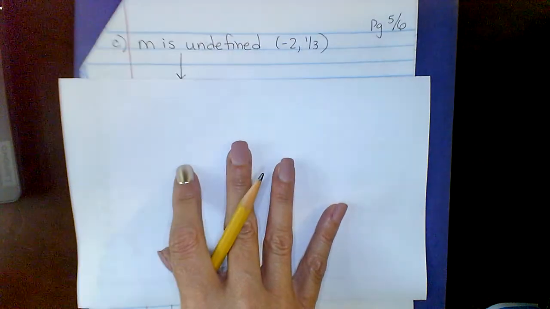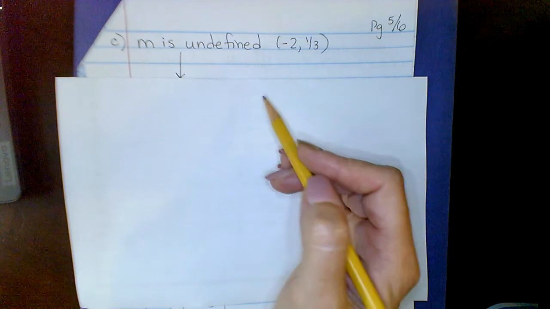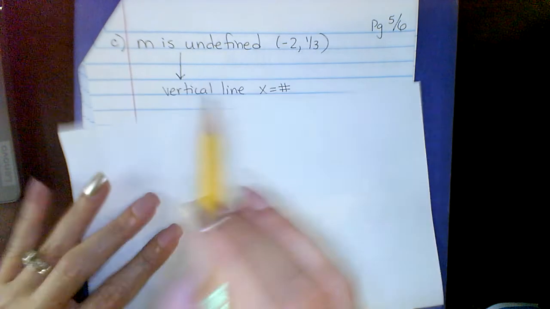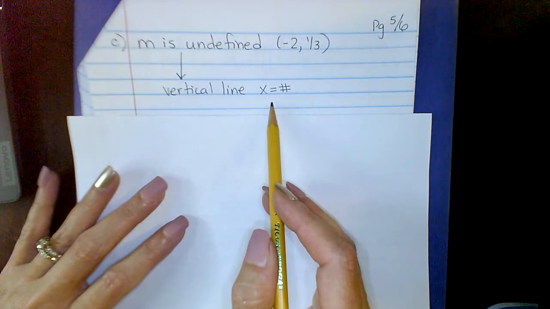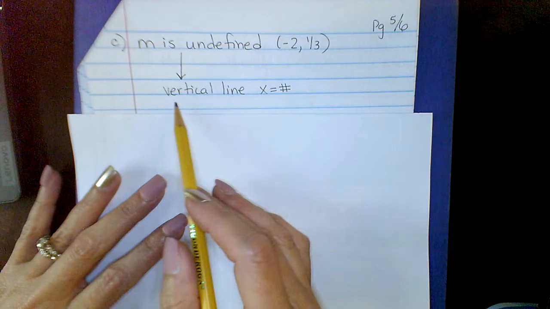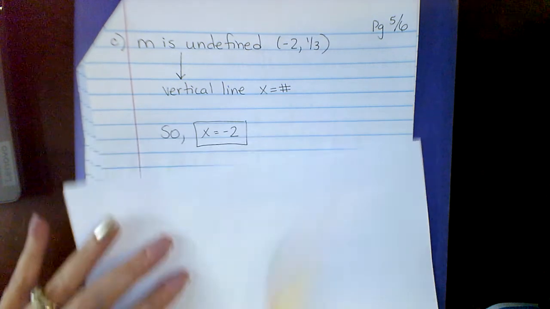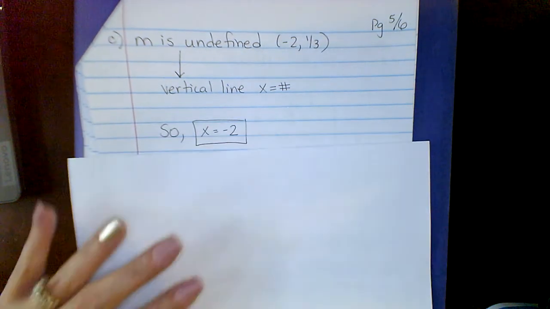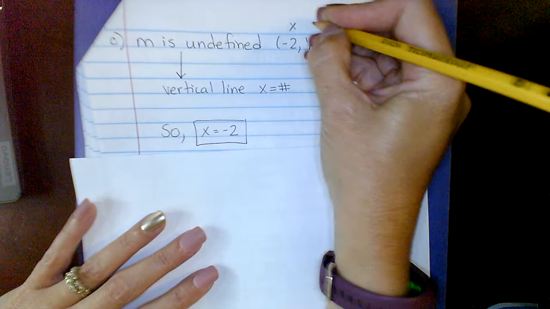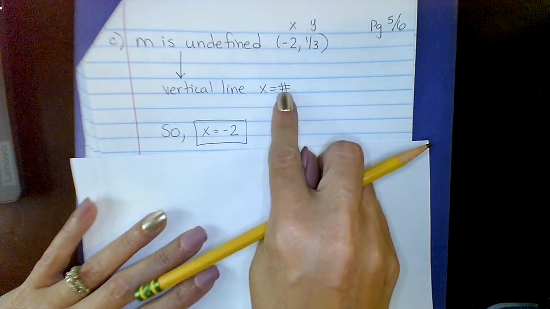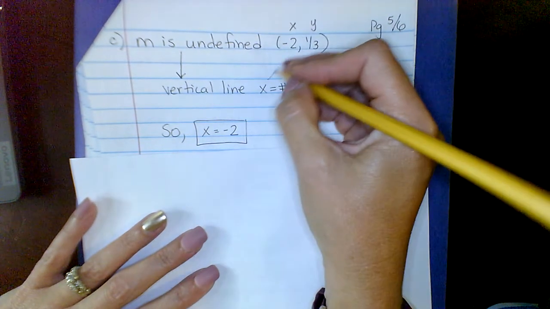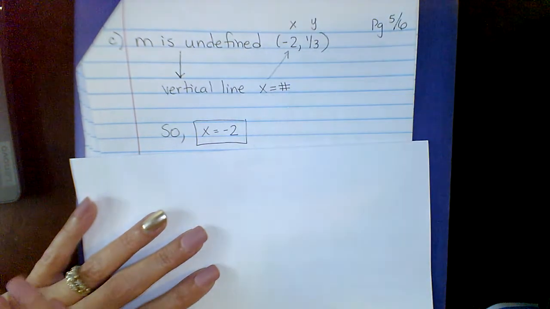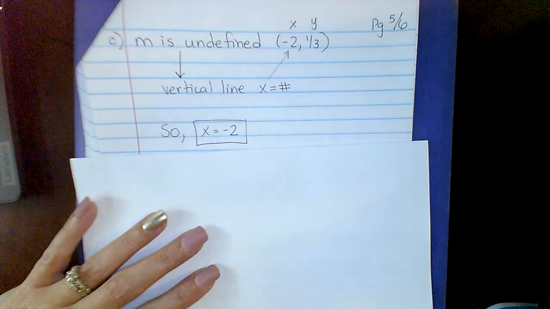Alright, how about m is undefined, and it goes through this point. This is a special case. Undefined slope means that is a vertical line, so it's x equals a constant. Now, which constant? Well, x, y. So we're going to use the x value, right? Because it's an x value. It's an x equals line.